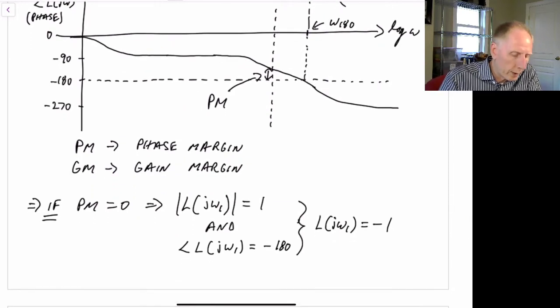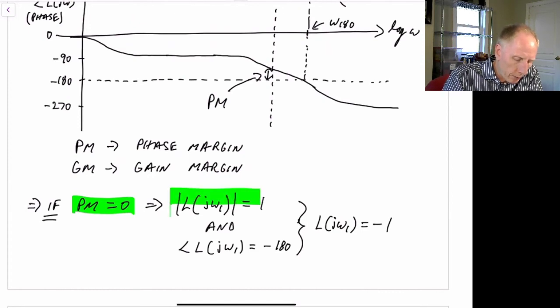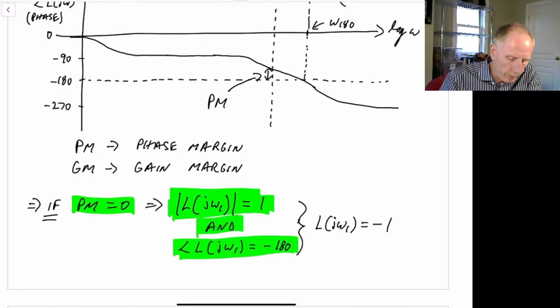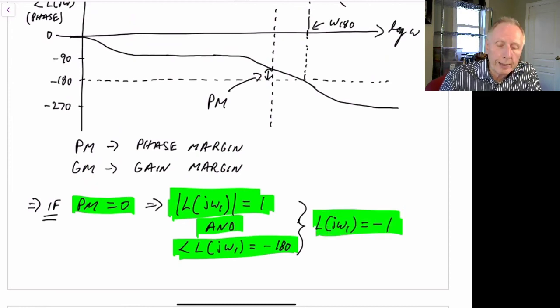And if we make our phase margin equal to 0, what that would mean is that the magnitude of L of j omega 1 is equal to 1, and the phase of L of j omega 1 would be exactly equal to minus 180. In other words, that would mean that L of j omega 1 would be exactly equal to minus 1.